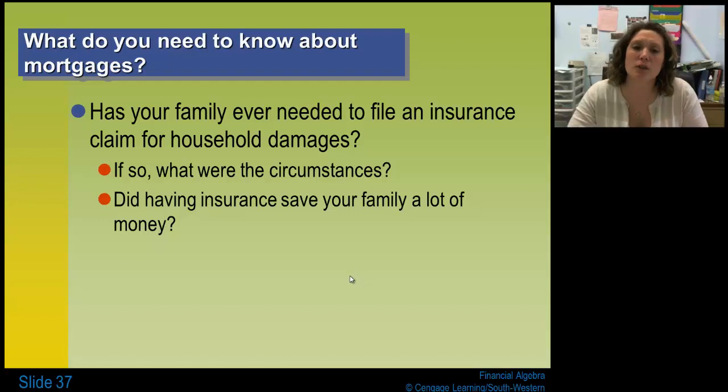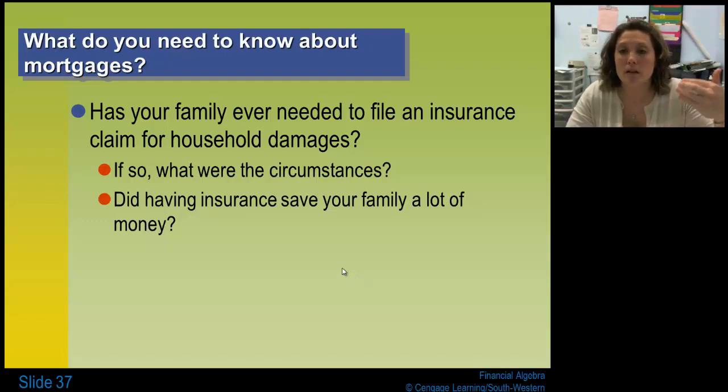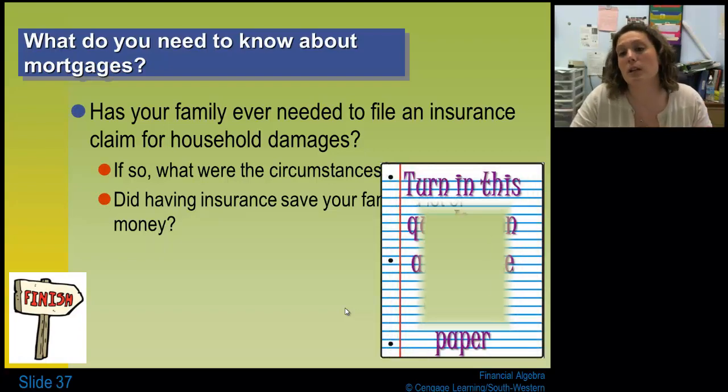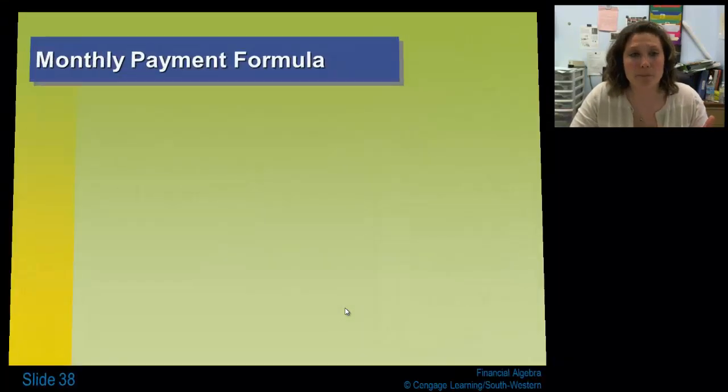And then did having insurance save your family a lot of money? So go ahead and ask. I know some families might not want to share this. That's fine. Ask. I'd like to see some form of answer here. So finish this question, and we're going to turn this in on a separate sheet of paper.